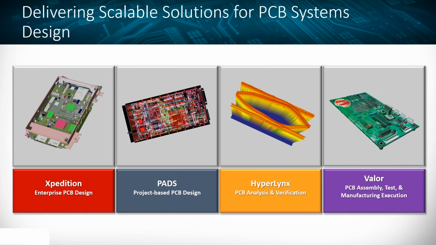Valor is on the back end of the printed circuit board design cycle, and what that allows us to do is design for manufacturing checks as well as assembly checks. It's widely used in a lot of board houses and customer sites that want to enhance their yield and make sure that they are going to be able to manufacture and assemble their boards without any major issues.